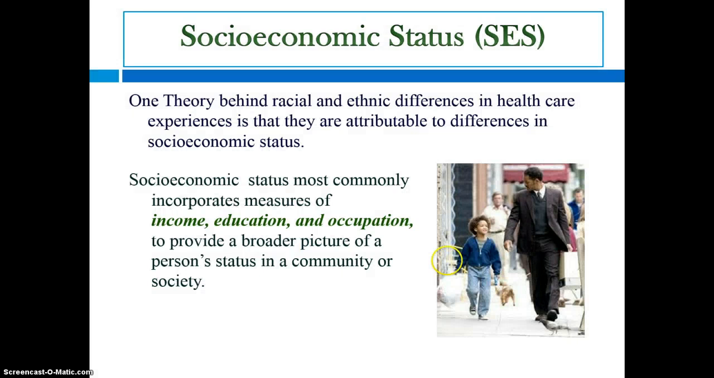One of the theories behind racial and ethnic differences in healthcare is that they are attributed to difference in socioeconomic status. When we try to define what socioeconomic status consists of, it's the incorporation of three measures, the first being income. So when you think of someone's economic status, it's their income, as well as their education and their occupation. So socioeconomic status consists of income, education, and occupation. And those three measures are what provides a broader picture of a person's status in a community, as well as in a bigger society.